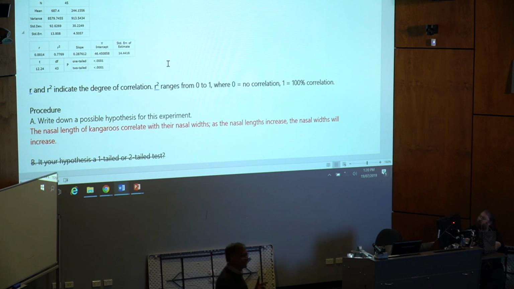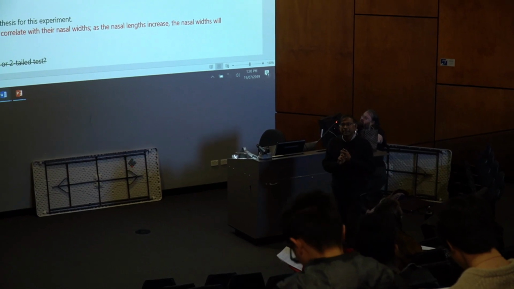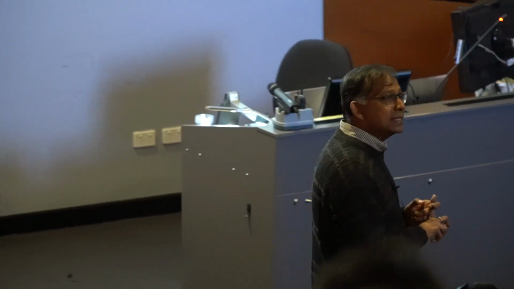Give you a sec to think about that. So we first say that because P is less than alpha, we reject the null hypothesis and accept the alternate hypothesis. Therefore, the correlation between nasal length and nasal width is statistically significant. So we've already said that there is a correlation, and now we're saying that the correlation is statistically significant. Is that okay with everyone?